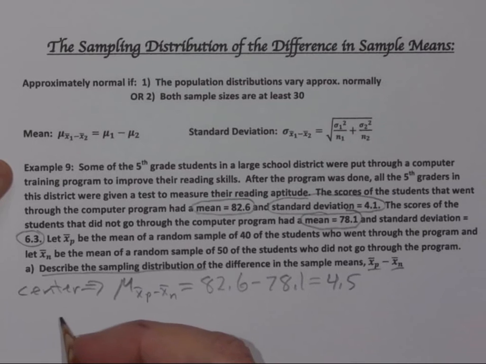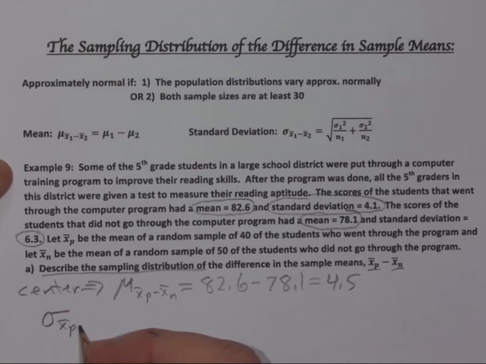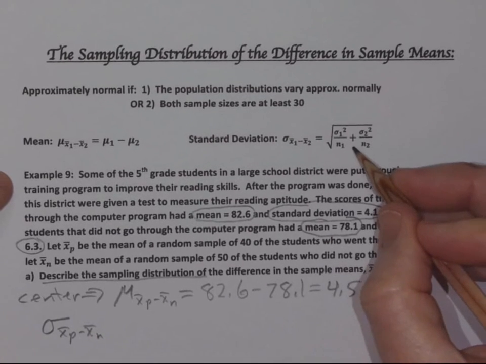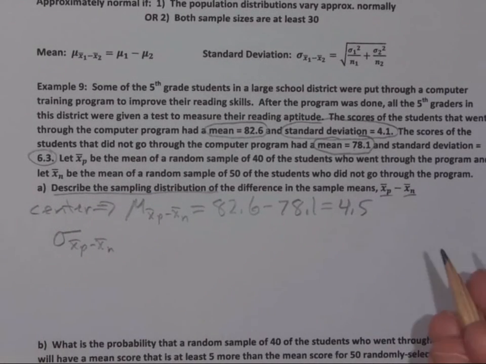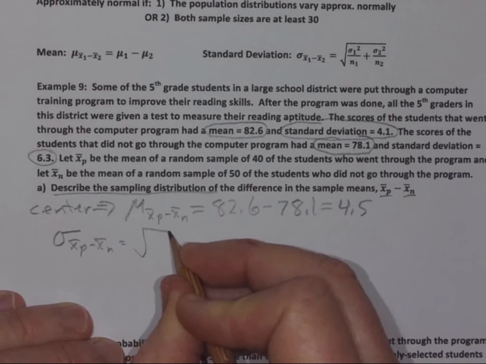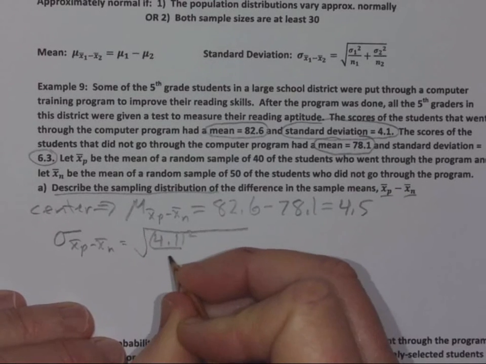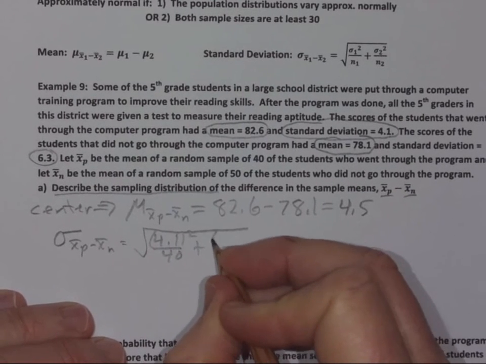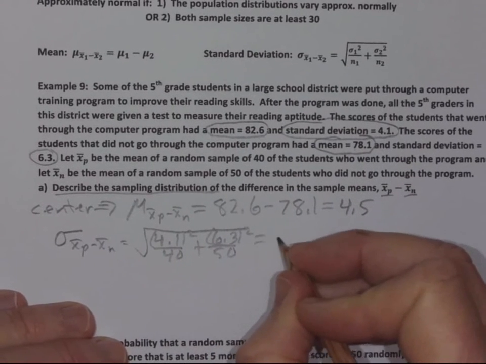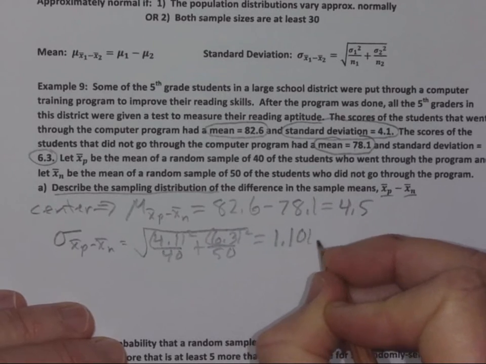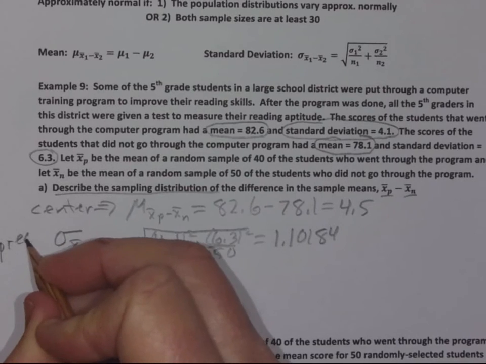All right, but now the standard deviation, that's like what we just did with the example I just did. The standard deviation of x bar sub p minus x bar sub n is that formula right there. And so that's what we'll do. It is going to be the square root of 4.1 squared over 40 plus 6.3 squared over 50, and that in fact is equal to 1.10184. So there's the description of our center. This is a description of spread, the standard deviation.